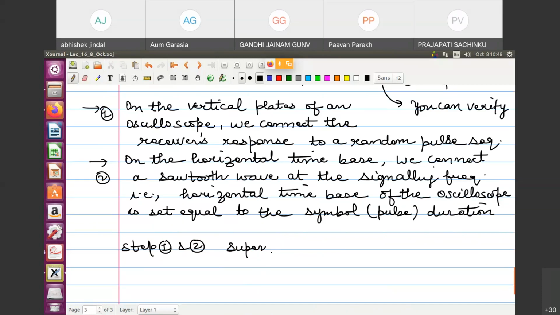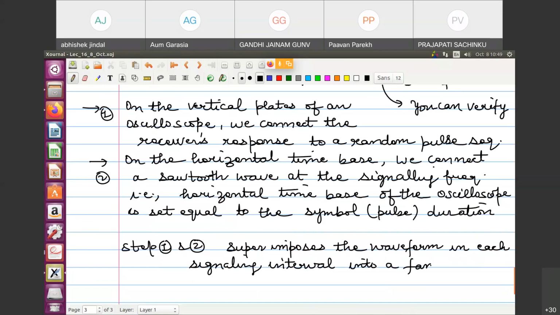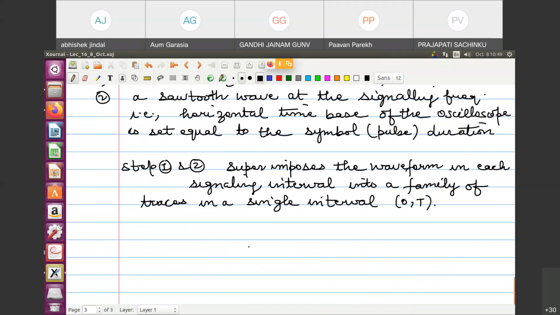Step 1 and 2 superimposes the waveform in each signaling interval into a family of traces in a single interval, 0 to T. So this is what happens. Let us see this.